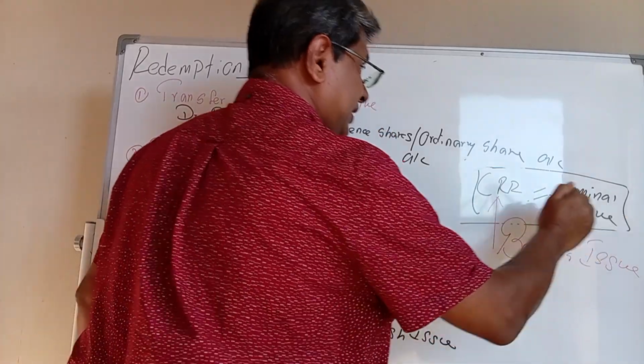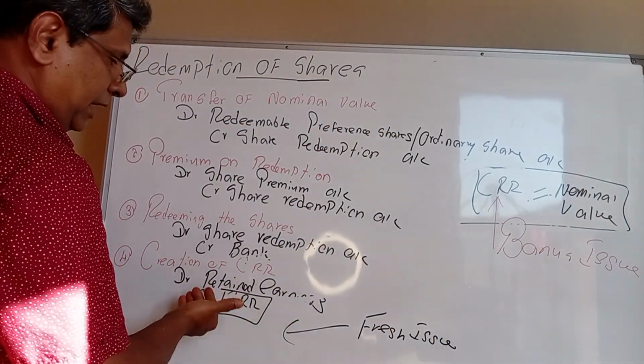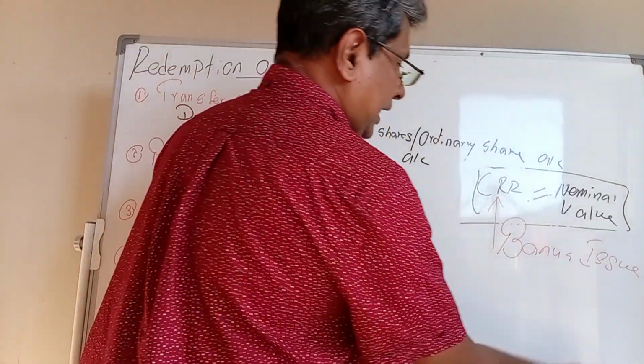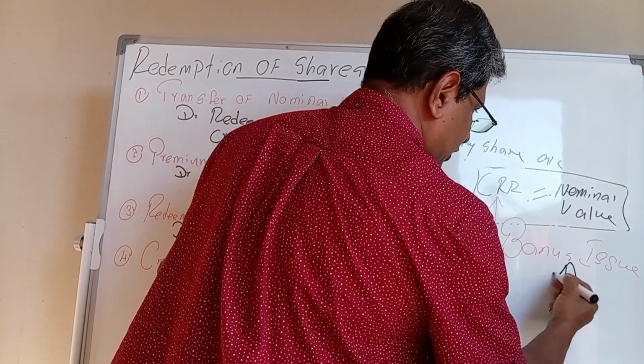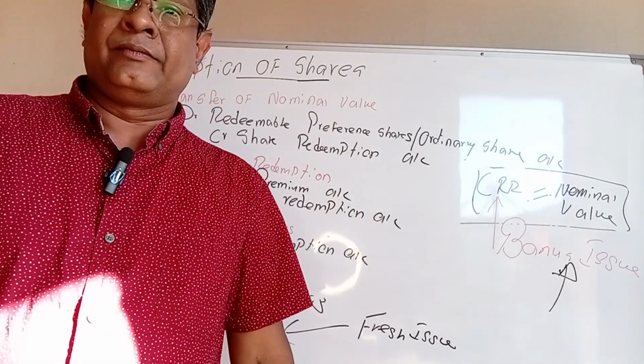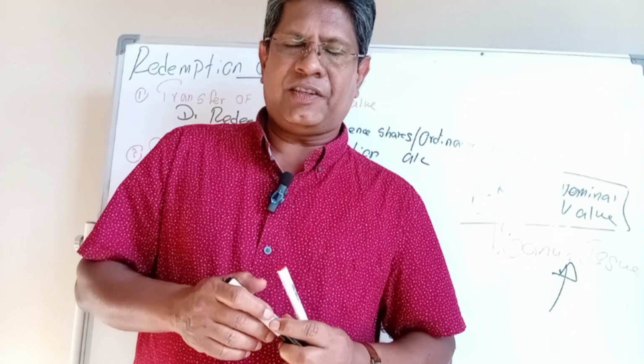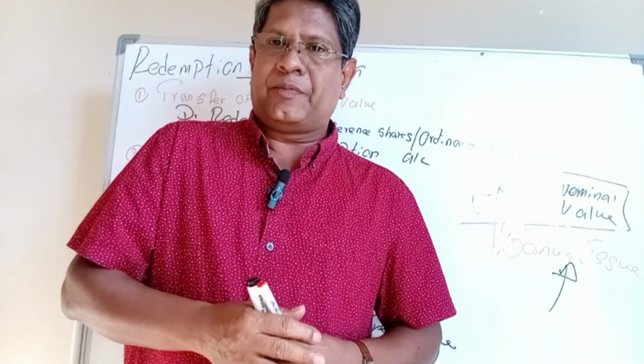We have created a CRR by debiting our retained earnings and crediting the CRR. This CRR can be used for a bonus issue of shares. Simple to understand, easy to do, isn't it so? Right. So that was the redemption of shares.